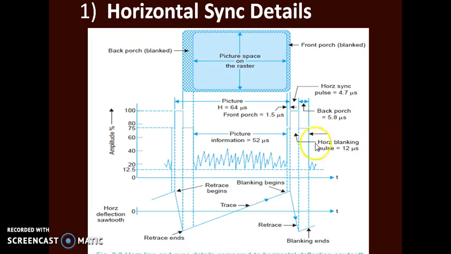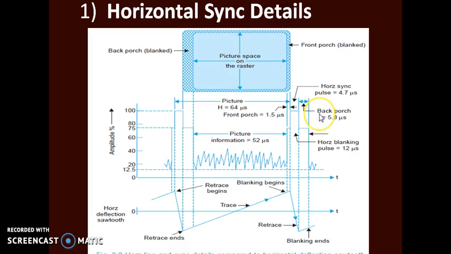Then the third part is the back porch. Its duration is kept higher than the rest of the two, and the duration is 5.8 microseconds. The significance of the back porch is that it is the time required for the horizontal sweep oscillator to reverse the direction of current so as to scan the next scanning line. So here the duration kept is more than the rest of the two.